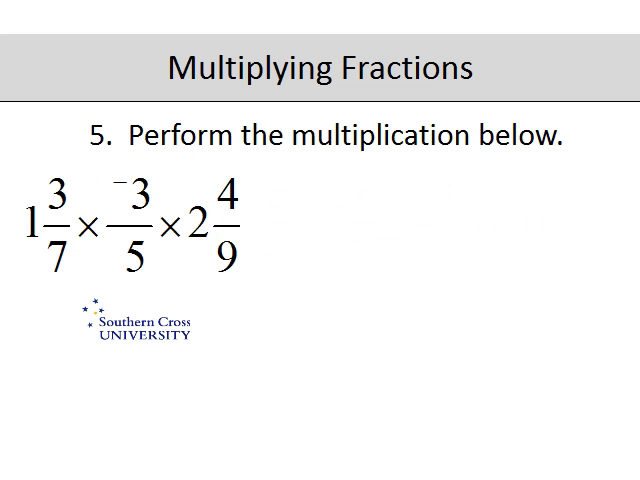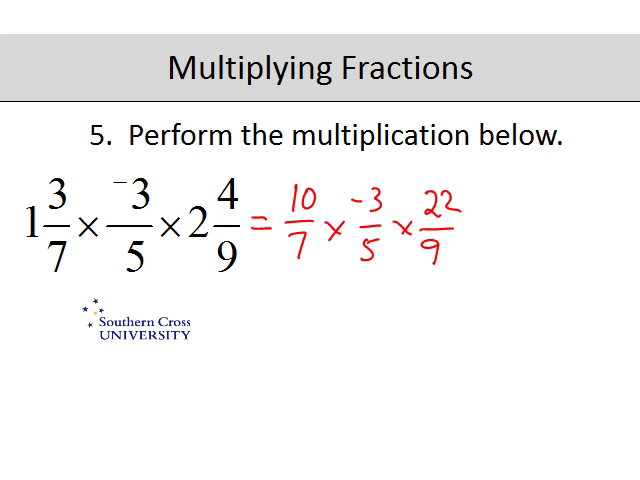Now we're multiplying 3 numbers, 3 fractions. We need to make a couple of them into improper fractions, and we need to be careful with this negative. So 1 7 7 and 3 makes 10, so that's 10 over 7, times negative 3 on 5, times by 18, 22 over 9.